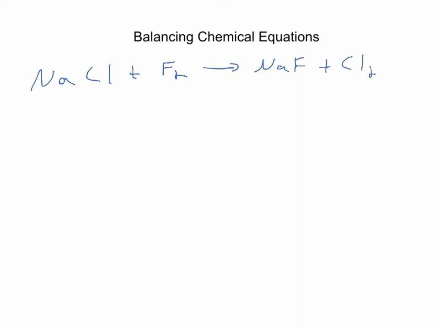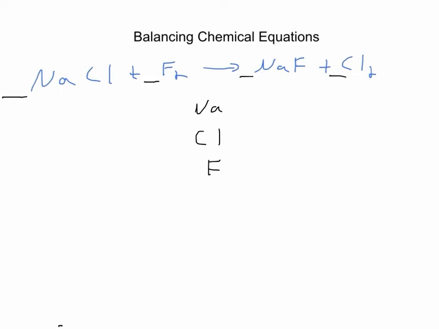And just because we're emphasizing balancing, I'm going to leave out states for now. But we need to figure out what the coefficients are in order to balance this. So the first step is we're going to list all the elements that we see in our equation. So we have sodium, we have chlorine, and we have fluorine. Notice when I list these atoms, I ignore any of the subscripts that are with them. I just list what the atoms are.